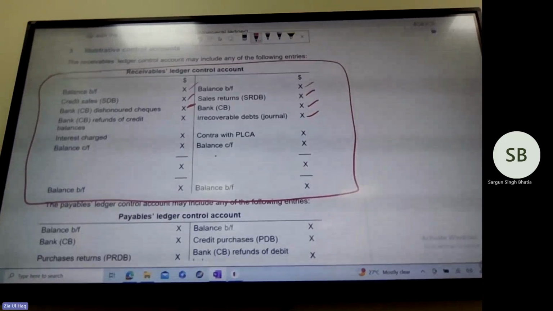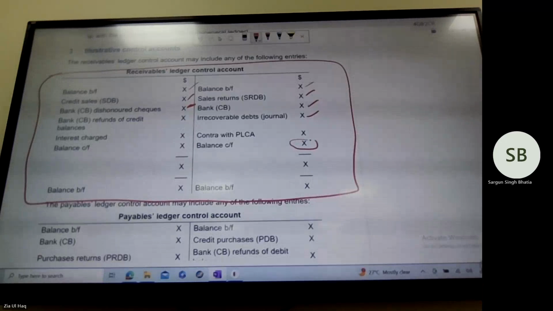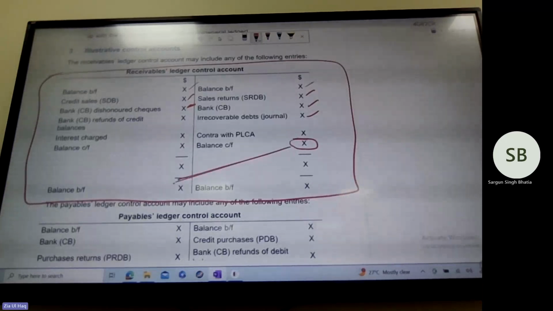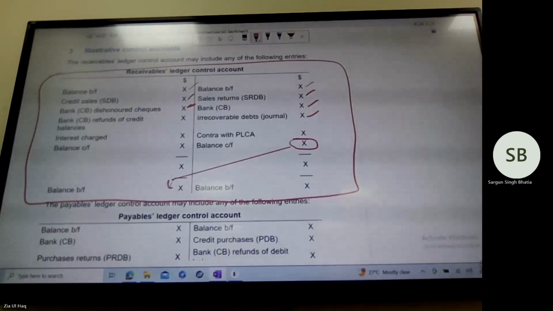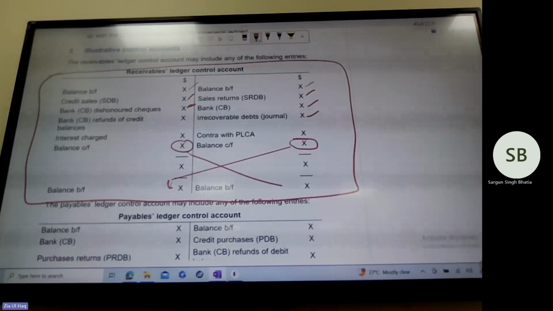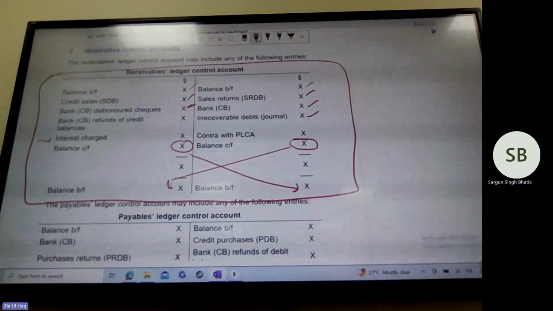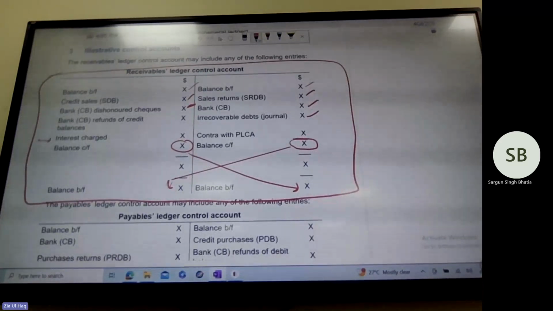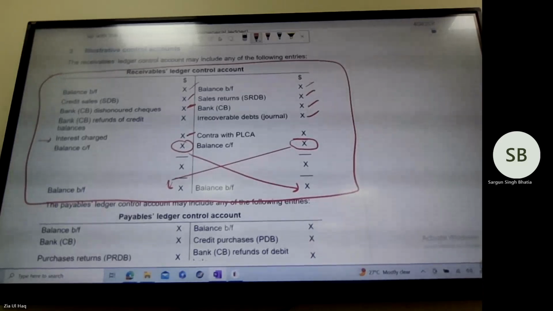Okay, if there is a balancing figure here, this is the debit balance of receivable. And if the balancing figure comes here, this will be the credit balance of next receivable. Interest charged means if due to late payments, we charge some interest to the receivable. Meaning if due to late payment, we impose some interest on the receivable. This means receivable debit, interest income credit. So we will record it here. Is that fine?